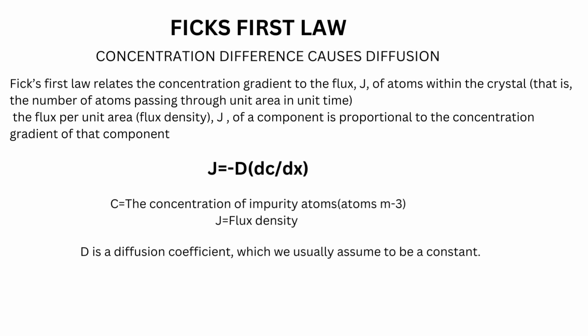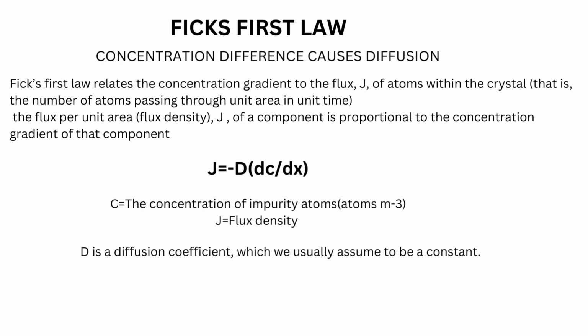So the flux per unit area, the flux density of a component, is proportional to the concentration gradient of that component. That is Fick's first law. J is the flux density and C is the concentration of the impurity atoms. And D is a diffusion coefficient, which we usually assume to be a constant. That is all about Fick's first law.